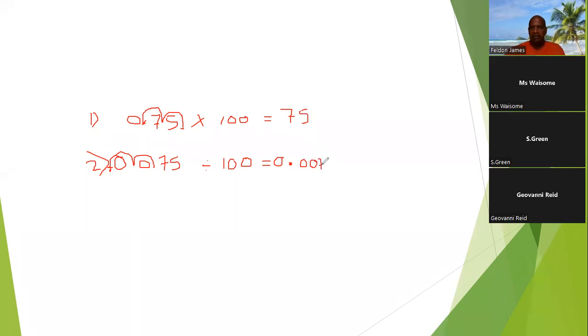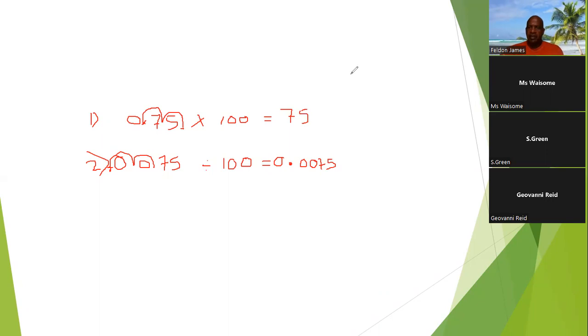Seven, 75, right? 5. And so that's how easy it is to multiply decimals by powers of 10. You just move the point to the right or to the left, whether you're multiplying or dividing. Is that clear to everyone?